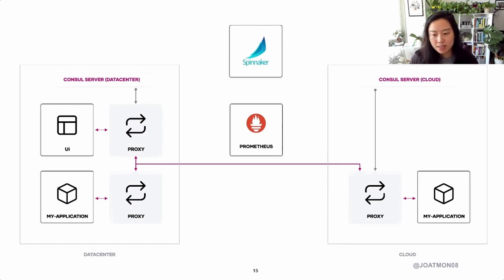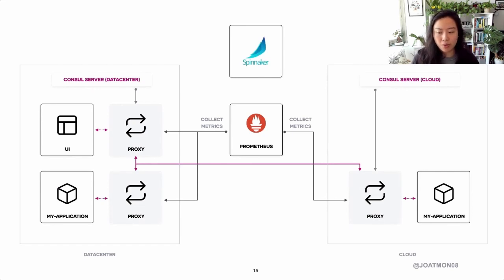Because the proxies exist and the service mesh is in place, I can scrape these metrics using Prometheus. Prometheus scrapes metrics from Envoy proxy and collects them. By extension, I can then use Spinnaker and Kayenta Canary analysis to use the metrics from Prometheus and analyze them to do my Canary deployment.